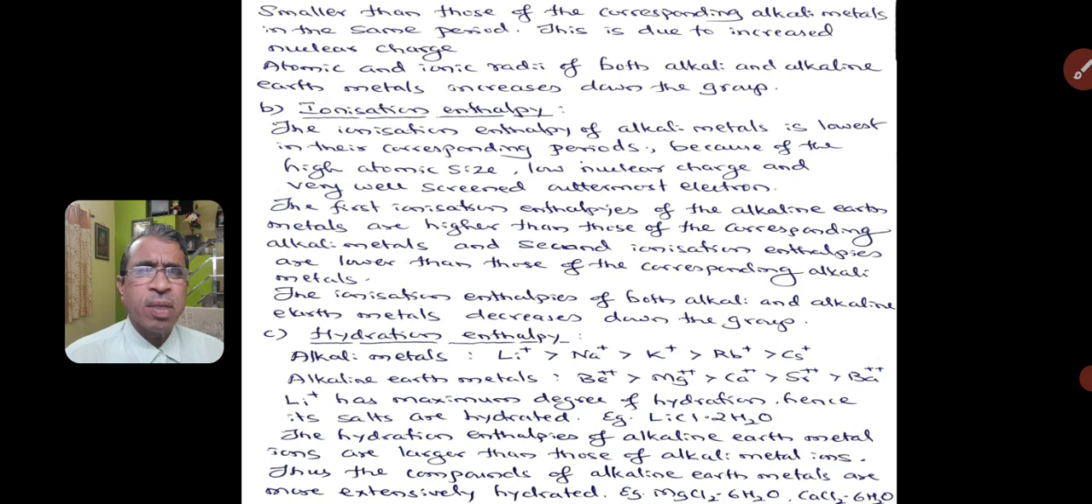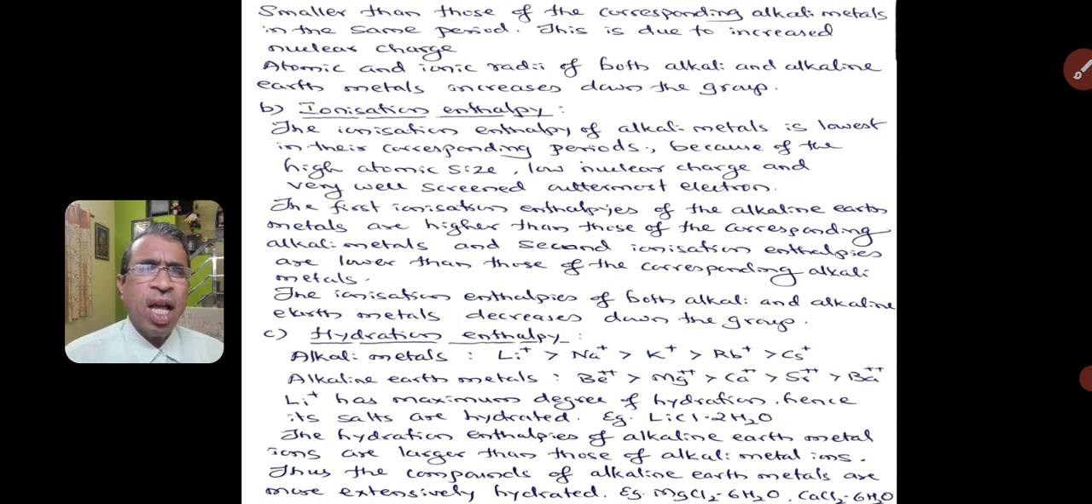Lithium ion has maximum degree of hydration, hence its salts are hydrated. The degree of hydration decreases down the group. That's why we get lithium chloride dihydrate, whereas the other alkali halides do not form any hydrates.